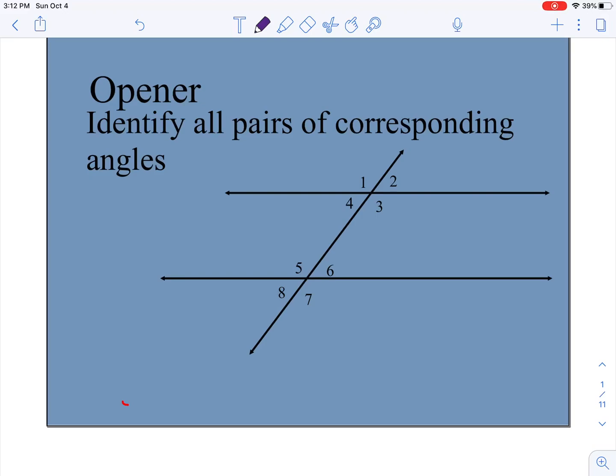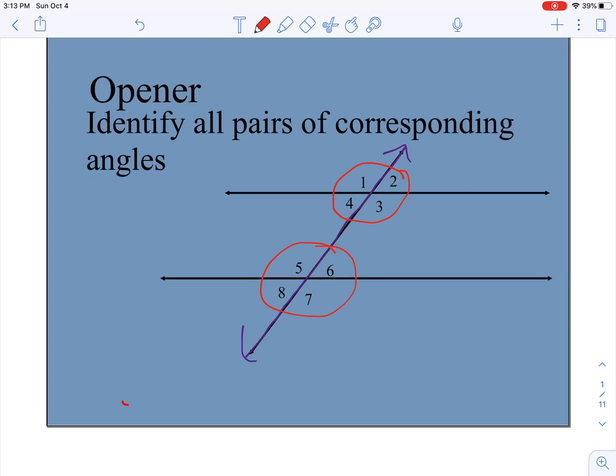Take a look at the opener for 3.2. In 3.1, we talked about our 4 different types of angles whenever your transversal comes down. When that transversal comes in, it intersects your 2 lines and it creates 2 groups of angles. You have this group from the top, in this case, and the group from the bottom, in this case.